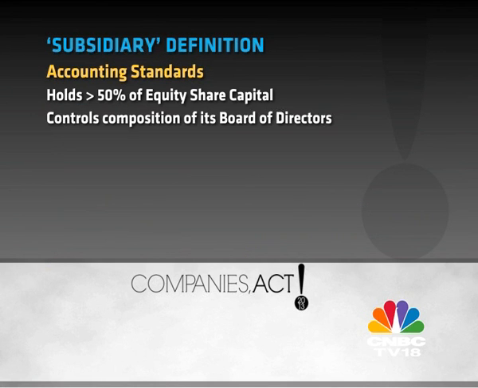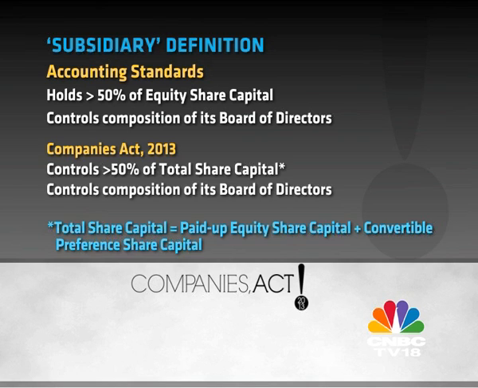Now to the subsidiary confusion. Accounting standards define a subsidiary as one in which the holding company owns more than 50% of equity share capital or controls the composition of the board. The Companies Act 2013 definition looks the same but is very different, because the Companies Act definition refers not to equity share capital but to total share capital, and total share capital includes convertible preference shares as well.